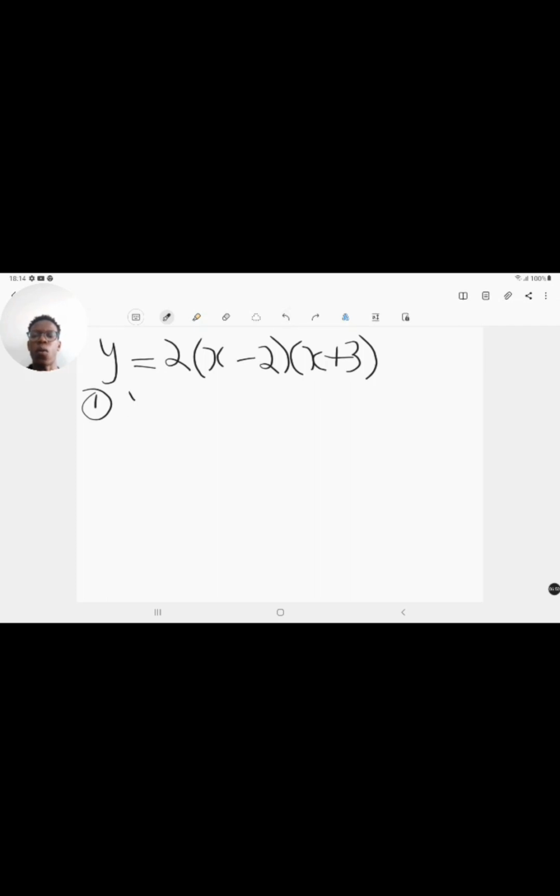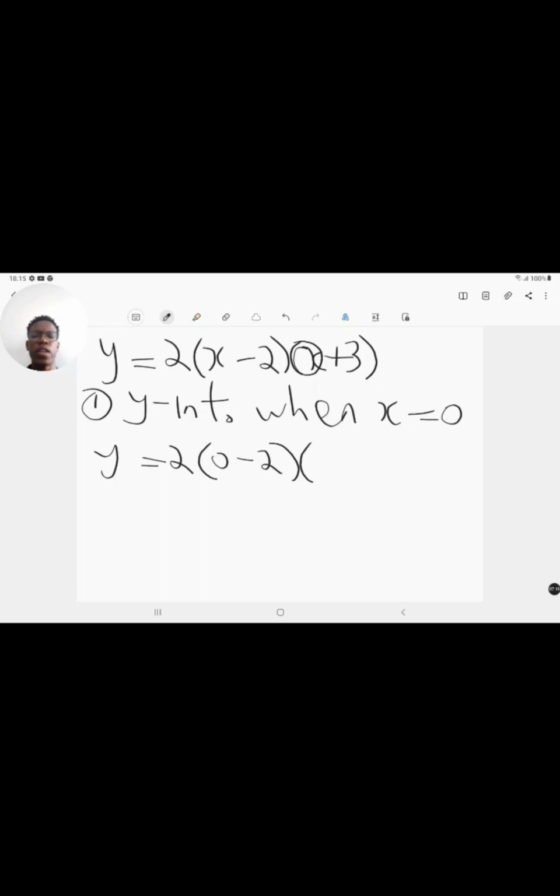What is your y-intercept when x is equal to 0? Remember, your y-intercept is the value of your y when your x is equal to 0. So wherever you see an x, you're going to substitute it with 0, and then solve for y. So you've got 2, then instead of x there, you're going to write (0 - 2), and instead of the other x, you're going to write (0 + 3).